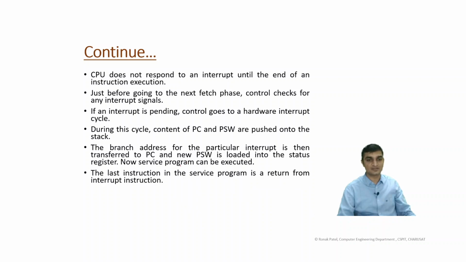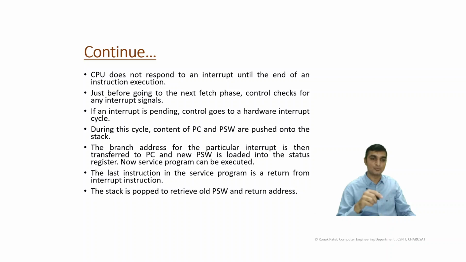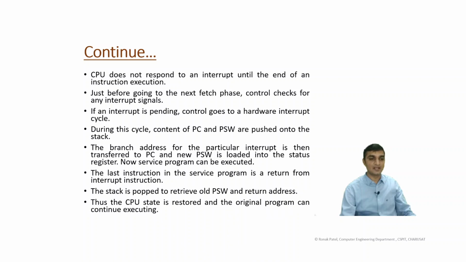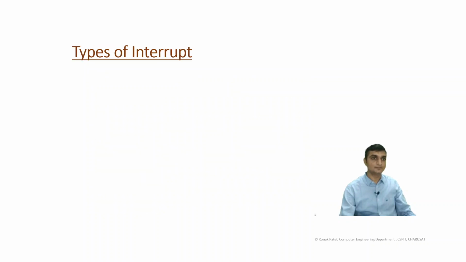And the last instruction in the service program is a return from interrupt instruction. When this is executed, what do you need to do? From the stack, you need to pop out the values that you have stored, that is the PC and PSW, right? And then you can return. Now the CPU state is restored and the original program can continue to execute, right? Now let's see the types of interrupt.